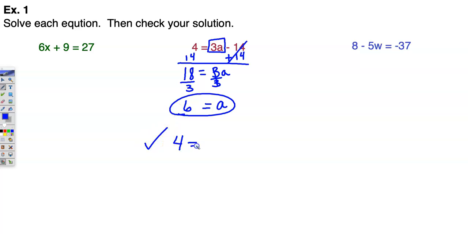So let's go ahead and check that to make sure that's right. So we have 4 equals 3 times whatever a is. A is 6. And then we're going to subtract 14. So we have 4 equals 18 minus 14, which is 4. So we're going to end up with 4 equals 4, which is equal. So we know that solution is probably correct.